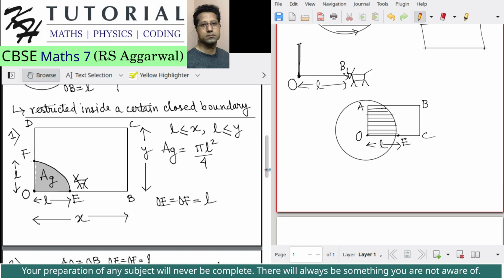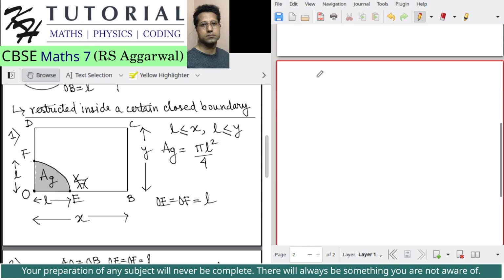In this scenario, the shaded region will be the maximum area over which the animal can graze, and that is nothing but pi l square by 4. Why pi l square by 4? Because as you can see, the shaded region, we are having this as the corner. So this is the point at which the animal was tied, and this is the rope.